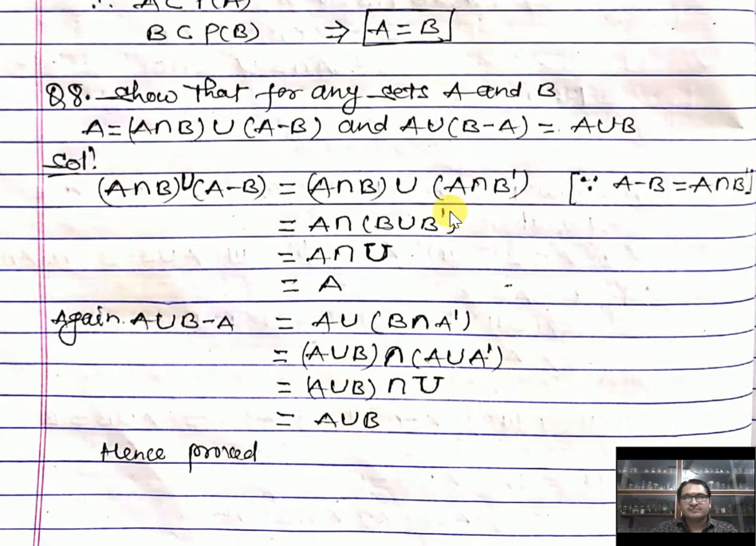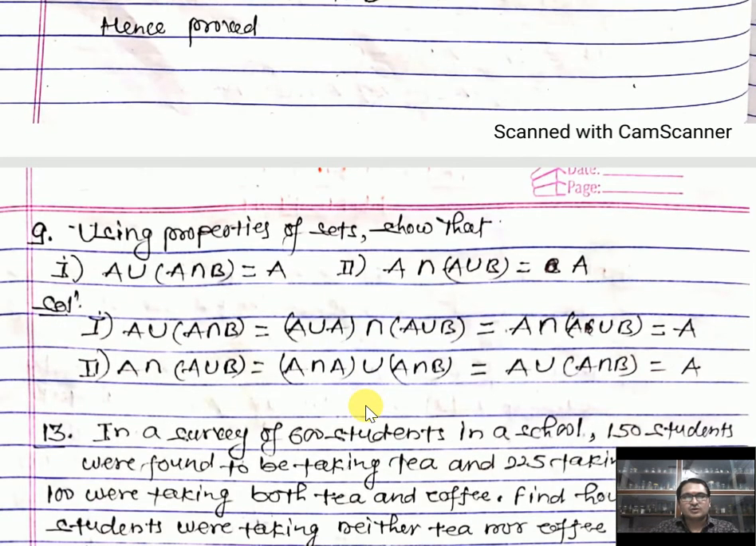Again, A union (B minus A). You can write A union (B intersection complement of A). That will be equal to (A union B) intersection (A union complement of A). So this result will be equal to (A union B) intersection the universal set, which is equal to A union B. So we have proved the first result and the second result. Thank you. Question number 9.